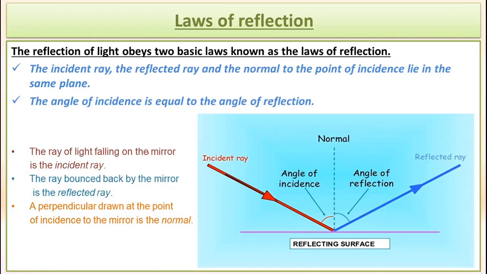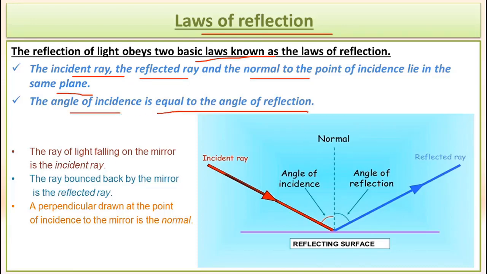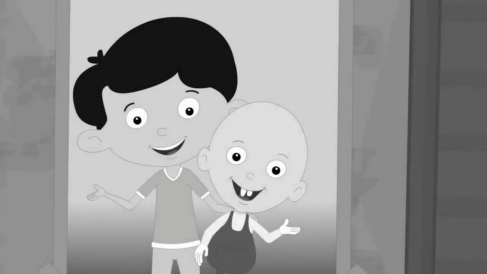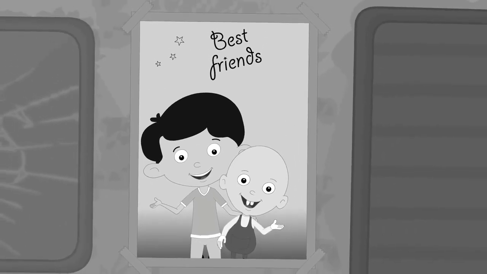Now, let's understand the laws of reflection of light. There are two basic laws related to reflection of light. As per the first law, the incident ray, the reflected ray, and the normal lie on the same plane, whereas the second law says the angle of incidence is equal to the angle of reflection. Let's understand all these things with an animated video.